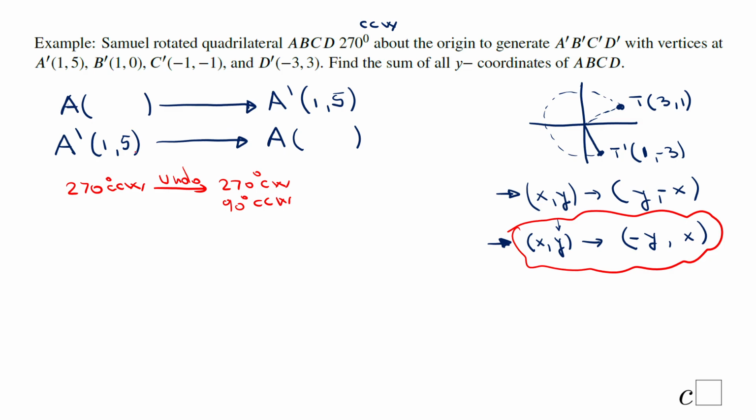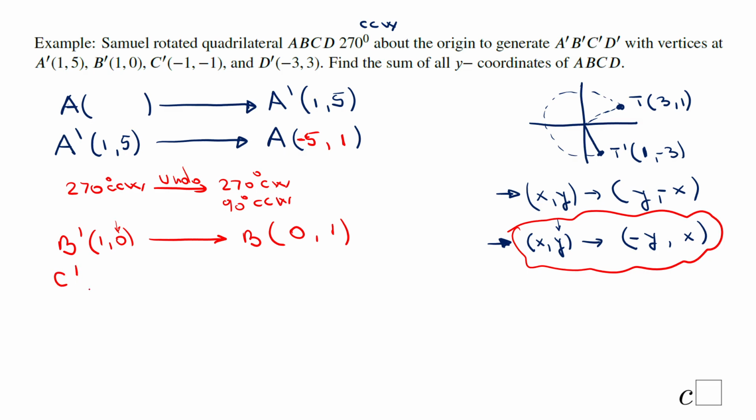So now we have 1 and 5. We switch them, 5 and 1, and we're going to change the sign of the y, which in this case is this 5. So this is the first one. Now B prime, which is 1 and 0. I'm going to undo using the red rule. And what do I have to do? Switch 0 and 1 and change the sign of the y, which in this case is just this 0. No reason to change it.